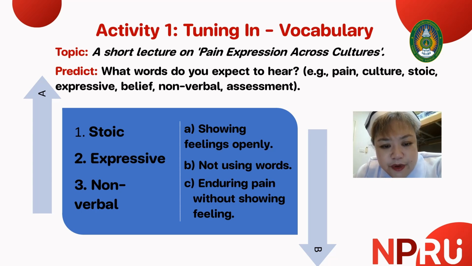Number 2, expressive. What does it mean? Yes, it's A, showing feelings openly. Number 3, non-verbal. It's matched with D. Okay, D is not using words. This prepares us for listening.